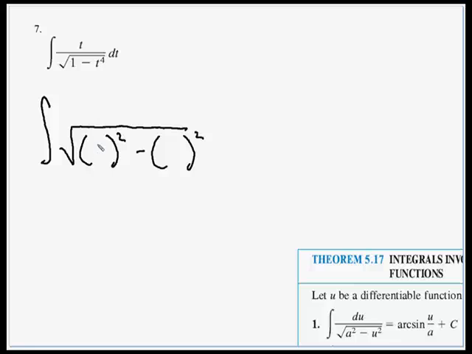Well, 1 squared has got to be 1. What do I square to get t to the 4th? Well, that would be t squared. So I'm thinking maybe my a is 1 and my u is t squared.